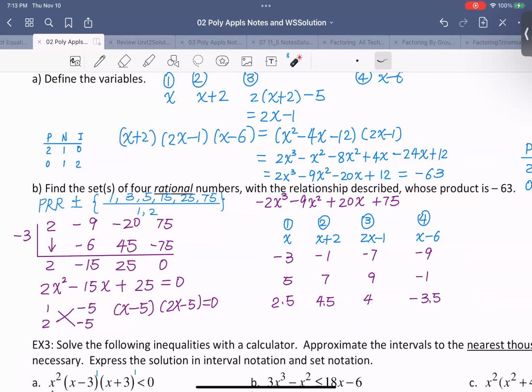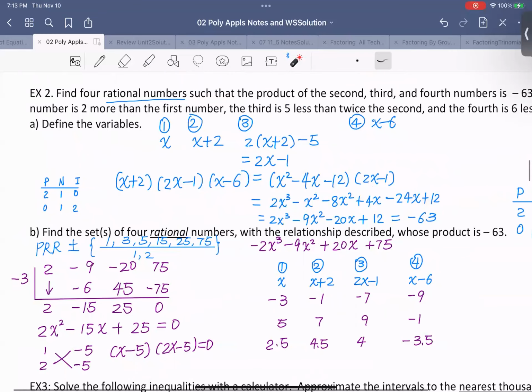Okay, Kathleen, let's see here. So after you do this product, you got this equation, right? And this 3 product equals negative 63, correct? Okay, and then you will move the negative 63 to the left, so you get 2x cubed minus 9x squared minus 20x, and then plus 75. You want to solve the roots for here.